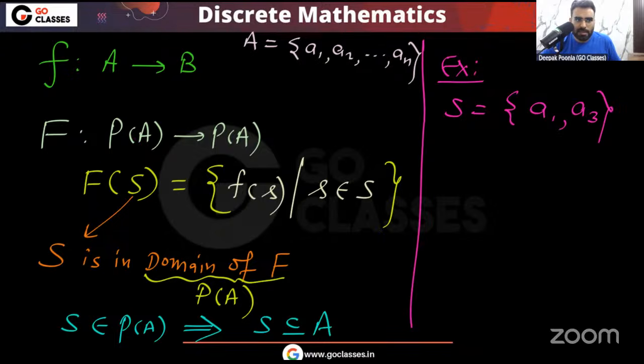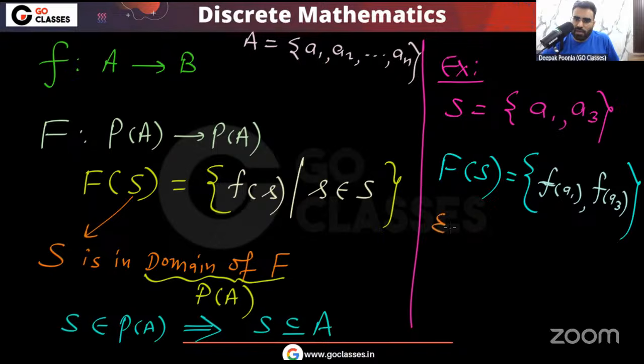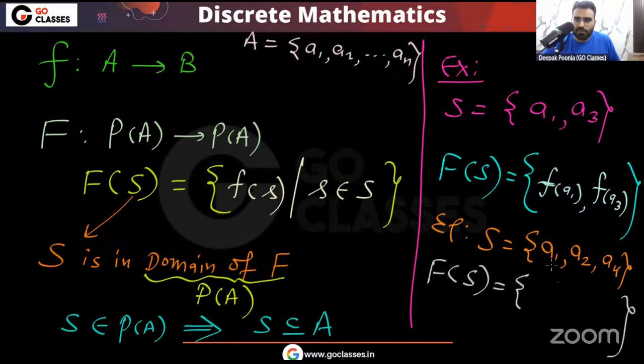Now, if I find the capital F image of capital S, how to find it? Very simple. For each element of capital S, you find its small f image. So you find the small f image for A1, and the small f image for A3. I hope you understood. Simple point. Let me take another example. If I take A1, A2, A4, then what will be capital F of S? For each element of capital S, you find its small f image. So you find what is small f A1, what is small f A2, and what is small f A4.